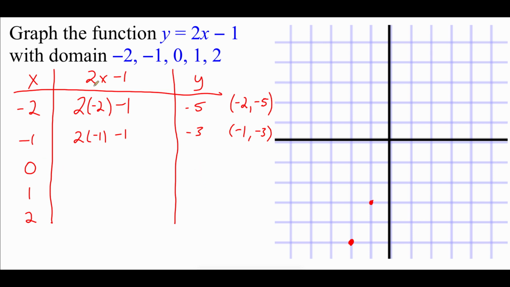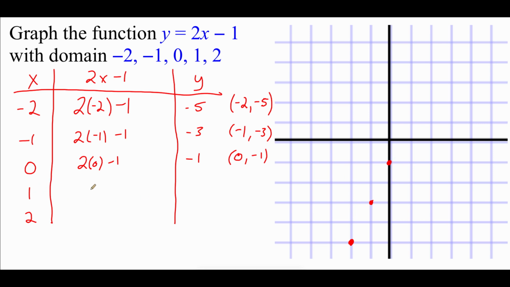Now 0 for the x value, so we'd get 2 times 0 minus 1. 2 times 0 is 0, and if we subtract 1, we get negative 1. So that's the ordered pair 0, negative 1. With that x value of 0, that means we're not going to move anywhere left or right from the origin, but we are going to go down one space. So there's our third point.